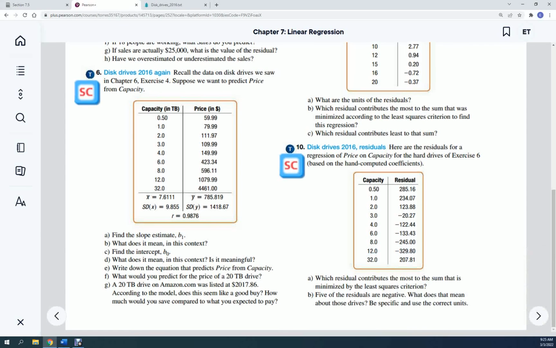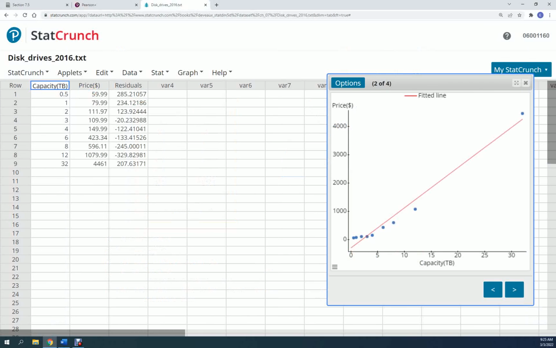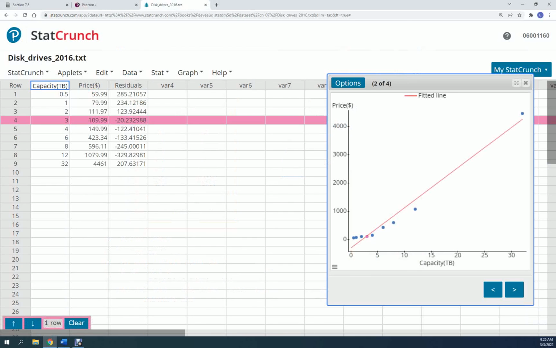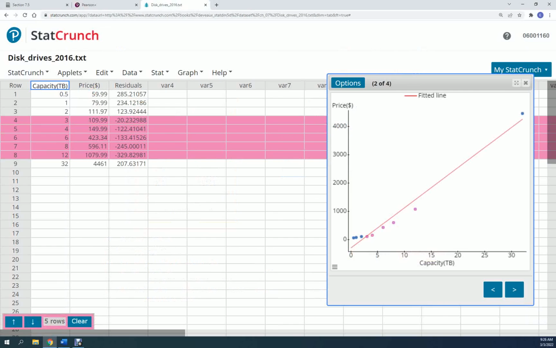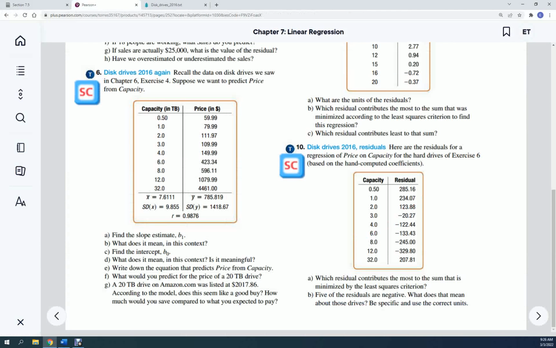Okay. Five of the residuals are negative. What does that mean about those drives? So these drives have a negative residual. Okay, so here they are. This one, this one, this one, this one, and this one. All have negative residuals, which means the actual price was lower than the predicted price by that amount. So those points are below the line.